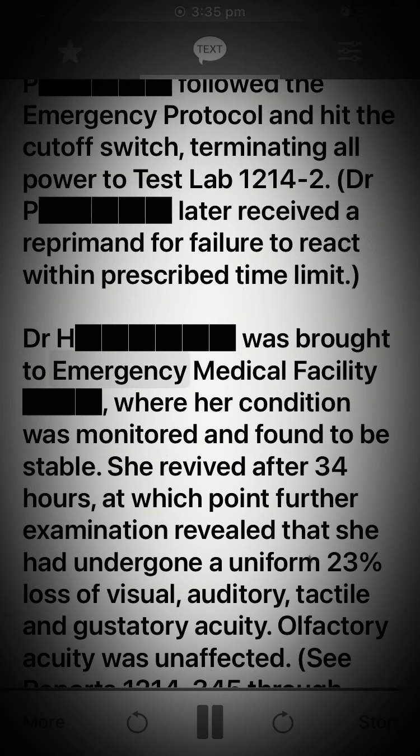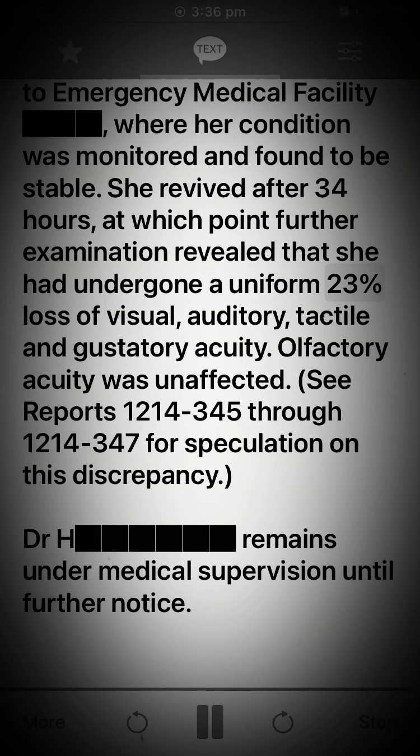Dr. H was brought to an emergency medical facility, where her condition was monitored and found to be stable. She revived after 34 hours, at which point further examination revealed that she had undergone a uniform 23% loss of visual, auditory, tactile and gustatory acuity. Olfactory acuity was unaffected. See reports 1214-345 through 1214-347 for speculation on this discrepancy. Dr. H remains under medical supervision until further notice.